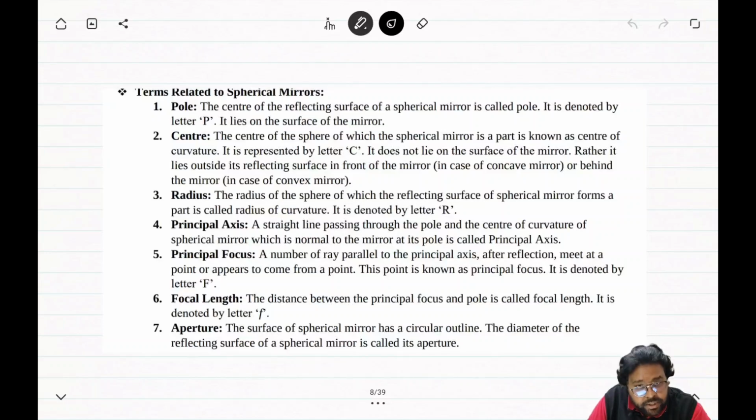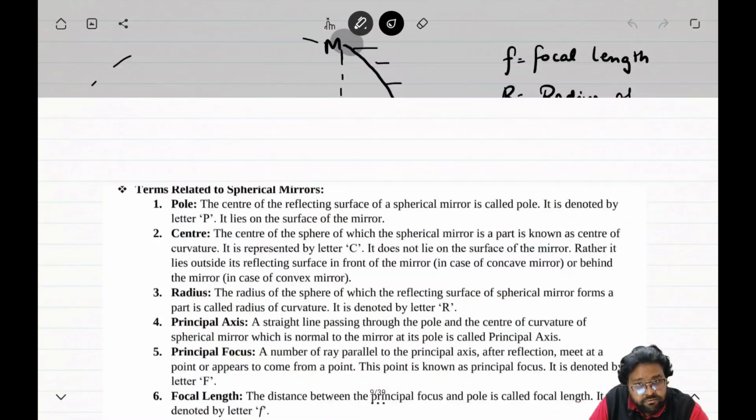You can pause the video here. You can learn all the terms related to spherical mirrors. These are the definitions you can learn from here.